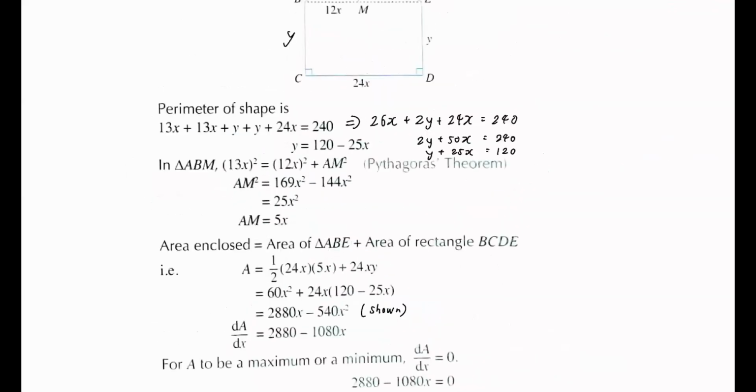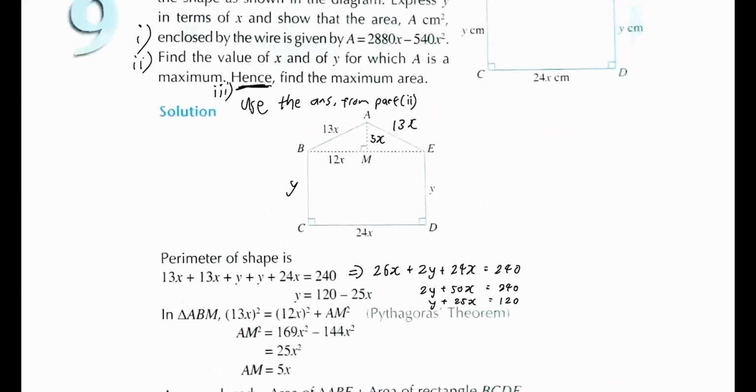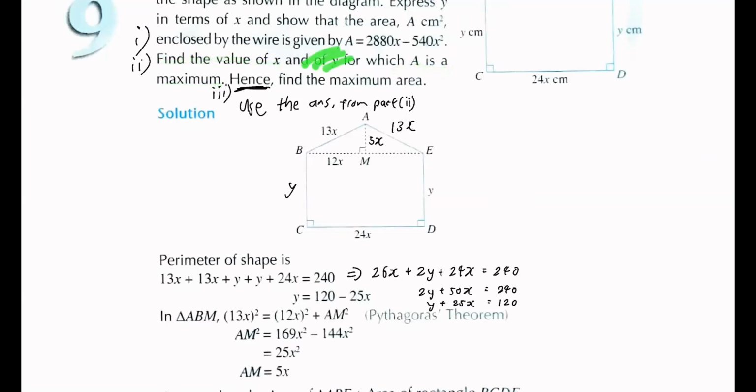Part 2 says find the value of x and of y for which A is a maximum. So just ignore the y part first. Focus on the x. What does this mean? A is a maximum. It means a maximum point. Then what is the procedure? What's the mnemonic I gave you? Delta. What does it stand for? Differentiate, set to 0. Equate to 0. Okay, correct.